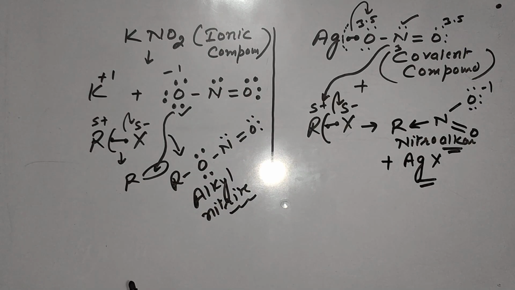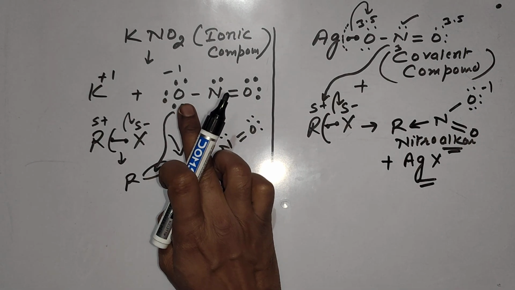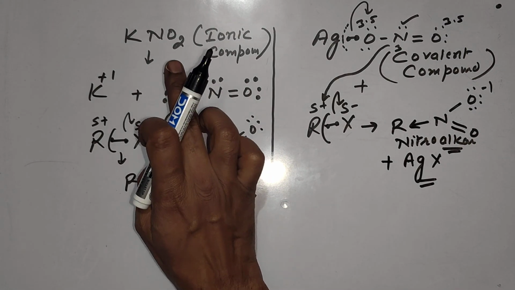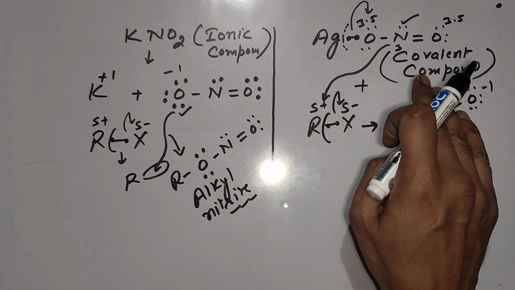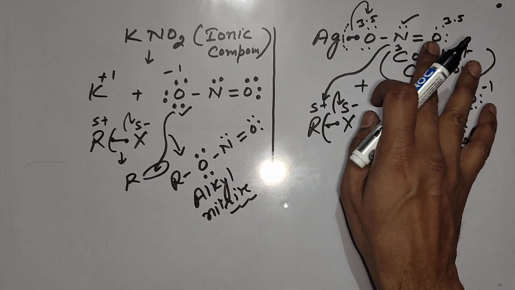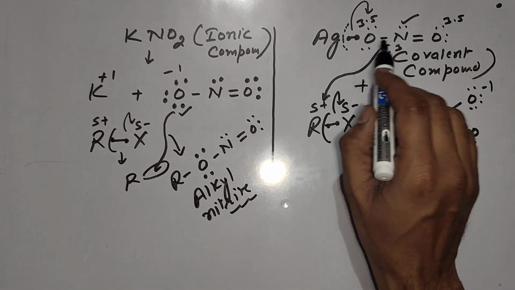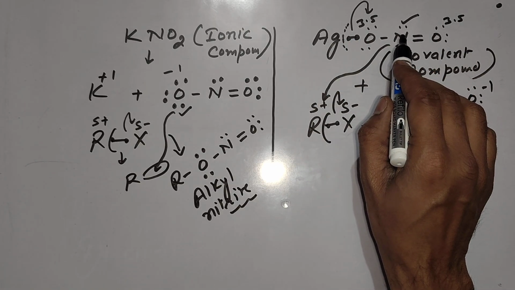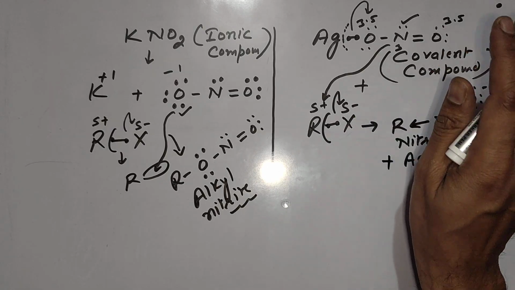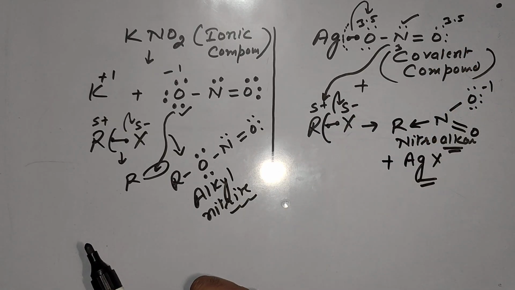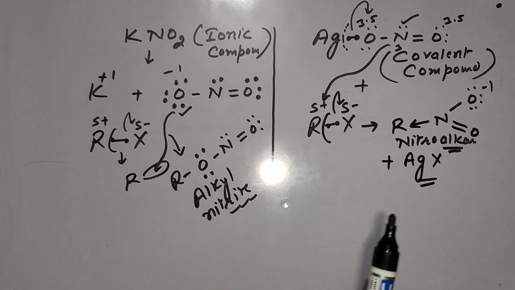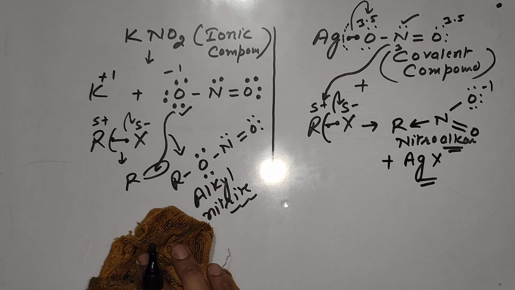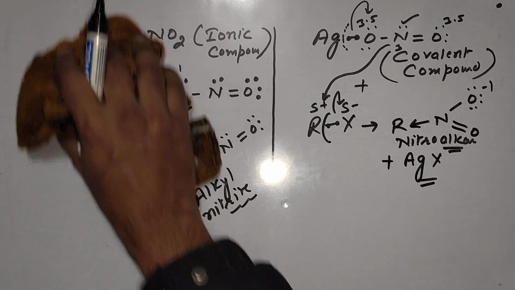KNO2 is an ionic compound. Oxygen is in the best position to donate electrons to R because oxygen is carrying a negative charge, unstable it is. Whereas AgNO2 is a covalent compound. All atoms are in neutral condition. In this condition, only nitrogen is ready to donate electrons to R because nitrogen electronegativity is less. That's why bonding will happen through the nitrogen side, and the compound generated will be nitroalkane. The same reason is there with KCN and AgCN.